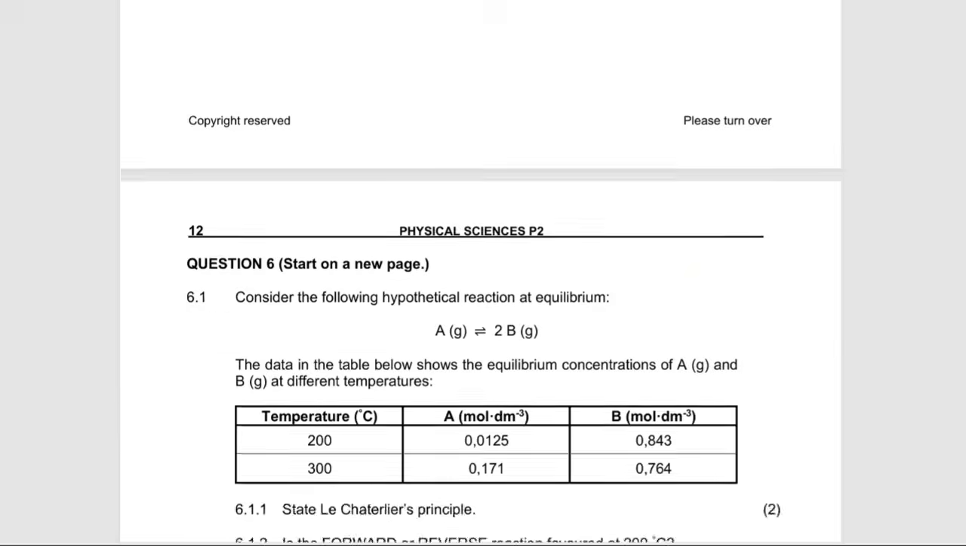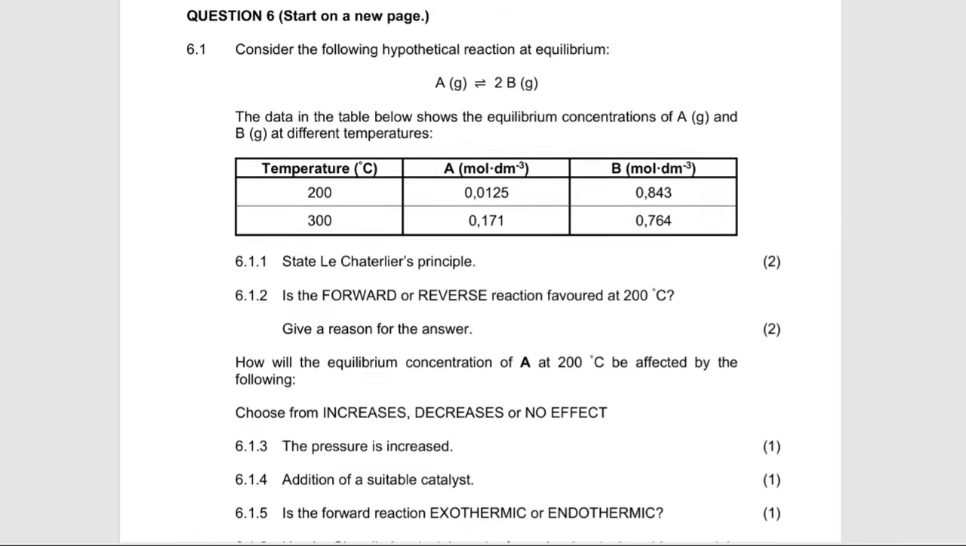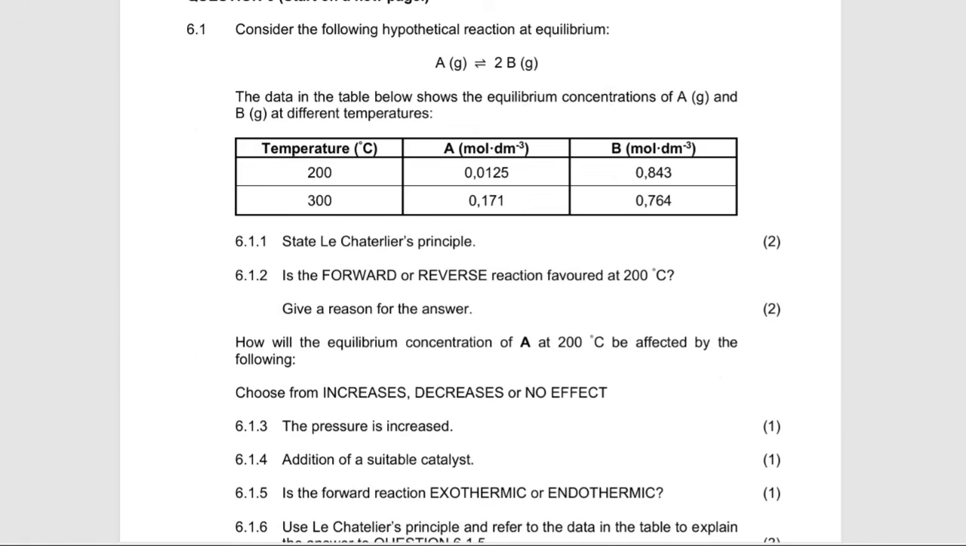Now moving on to question number 6, which is our 6.1. They consider the following hypothetical reaction: A gives us 2P. The data in the table below shows the equilibrium concentration of A and B at different temperatures. Temperature in degrees Celsius, 200 and 300. For A, the concentration was 0.0125, and for A at 300, 0.171. For B, we're also given that information.